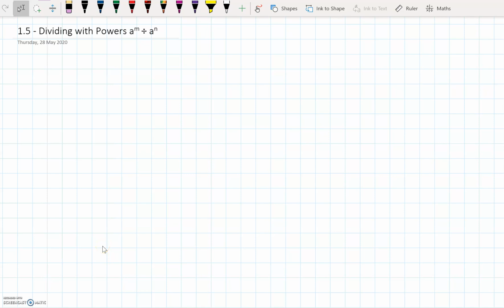Okay, what we're looking at now is how to divide with powers. So this is what we call the second index law. Okay, so we're going to look at firstly what the law is and how to, we're going to show how to come up with it, and then we'll come up with a nice shortcut.